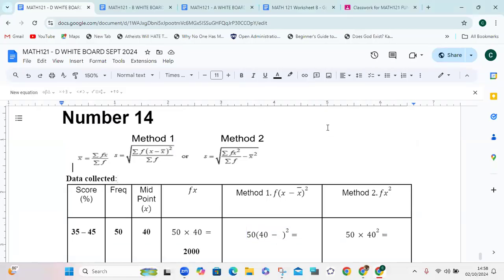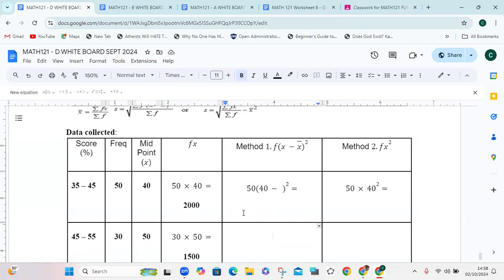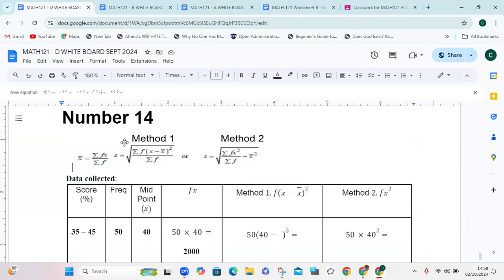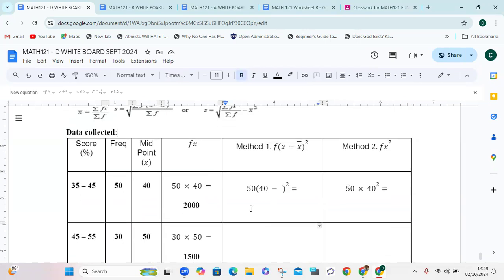So here we are going to discuss in this recording how to calculate the standard deviation using method number 1. As you can see, the table facilitated this process by creating a column called f(x minus the mean)², because you must do that for method number 1. And it went further to begin the process.